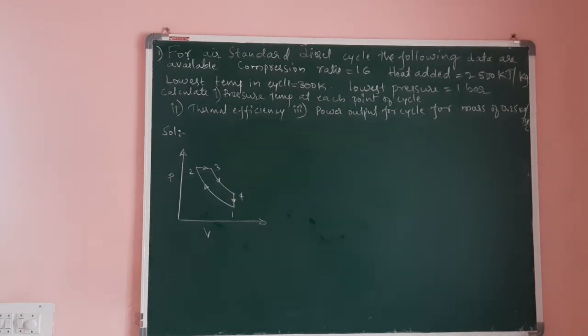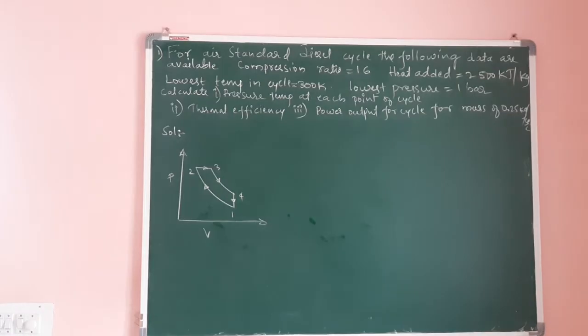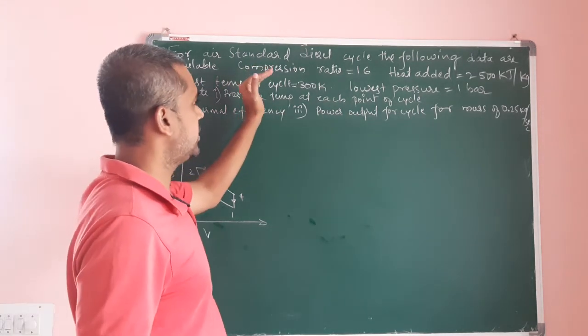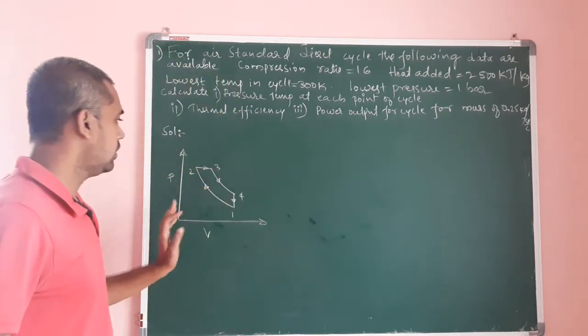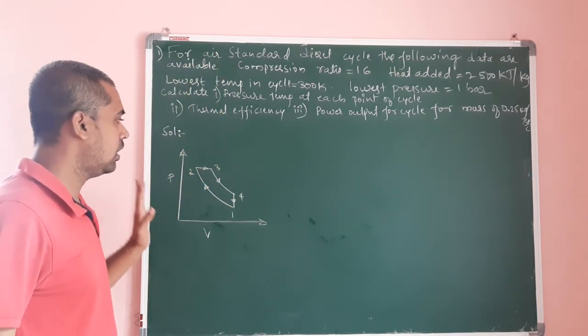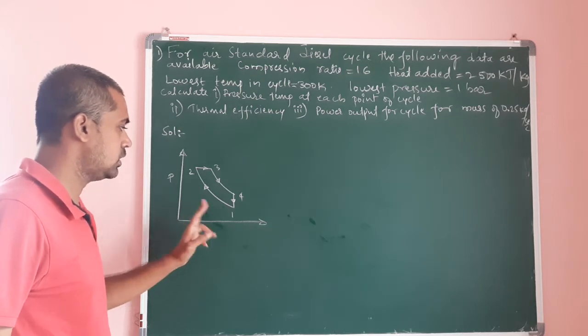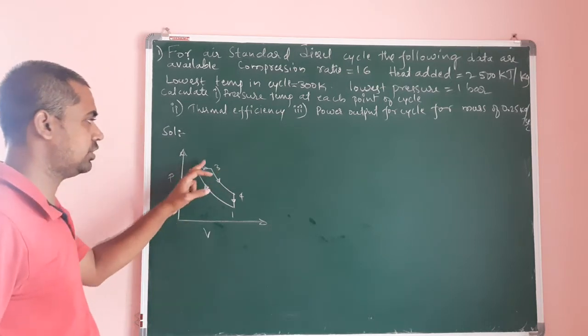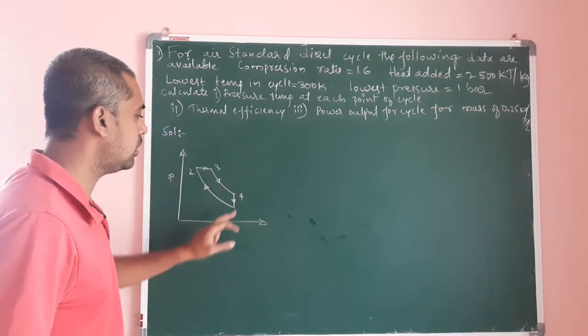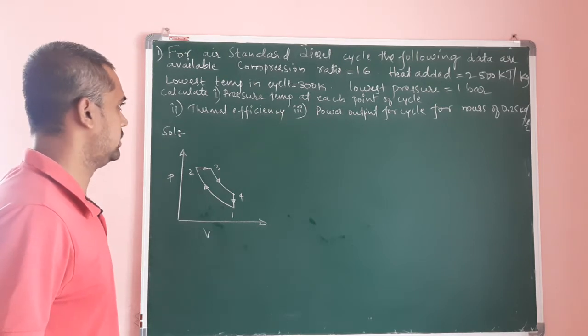Okay, we will solve a problem on the air standard diesel cycle. In the previous lecture video, I had given the efficiency and mean effective pressure derivation. Here, initially, you have to draw a diesel cycle. A diesel cycle consists of 4 processes: 1 to 2 isentropic compression, 2 to 3 constant pressure heat addition, 3 to 4 isentropic expansion, 4 to 1 constant volume heat rejection.